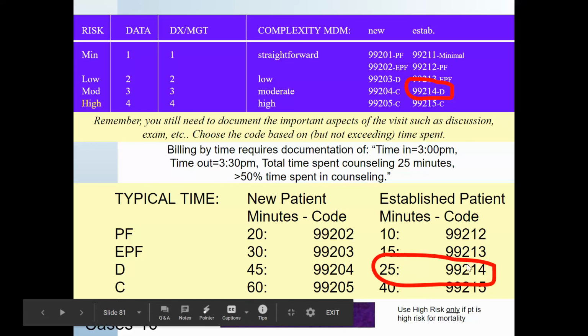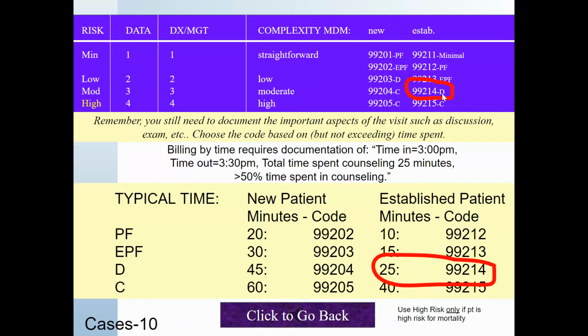So this would be a 99214, and this corresponds to the 214 that we were talking about earlier, but we don't need this detailed documentation. The only documentation that we need is time in, time out, total time spent in counseling was X amount of time, and greater than 50% was spent in counseling.